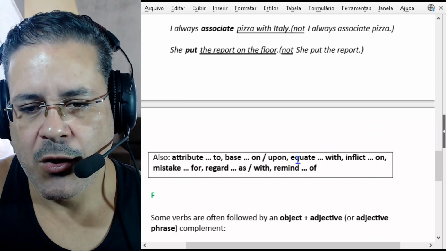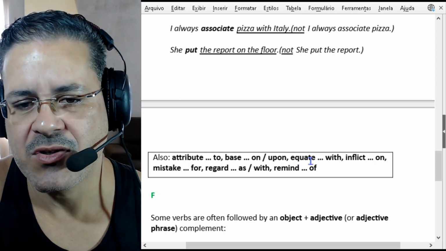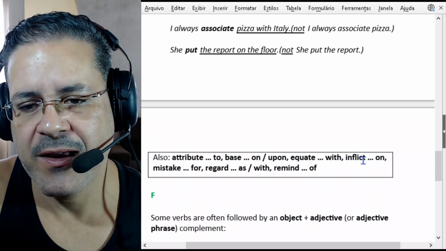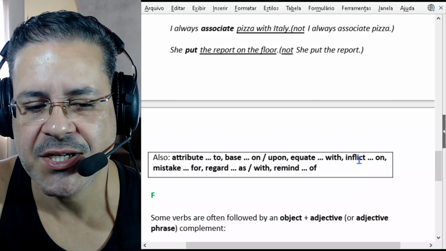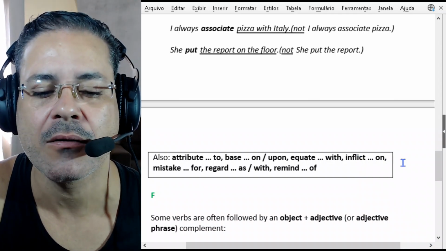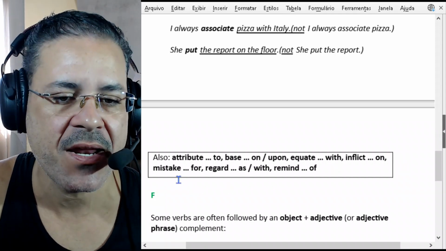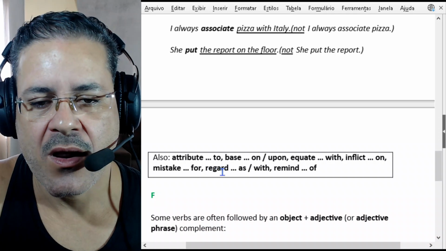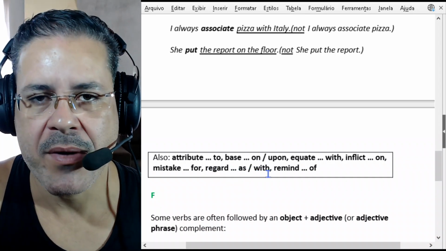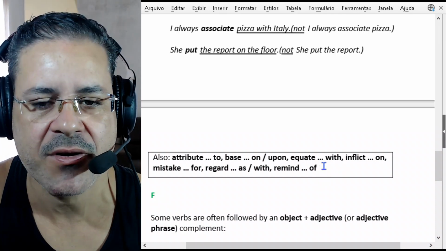With the verbs equate with, to make it equal with something else. To equate with. Also with the verbs to inflict on. To inflict on. Not in, but on, to inflict on, mistake for, regard as, or regard with, and remind of. Remind of something, for example.